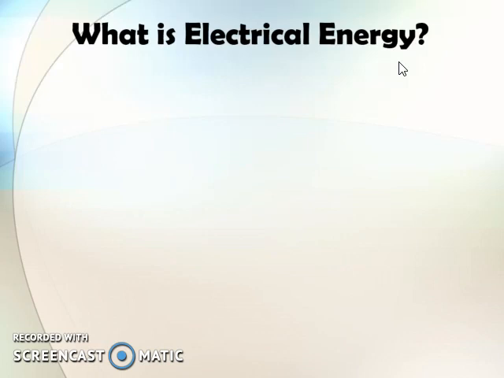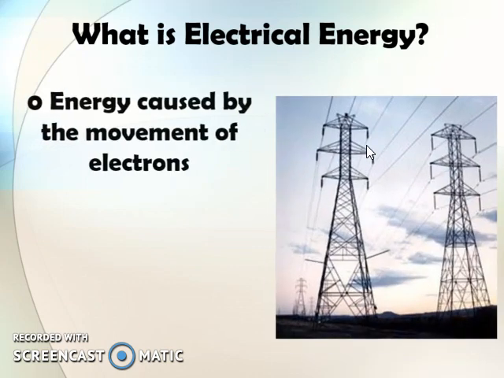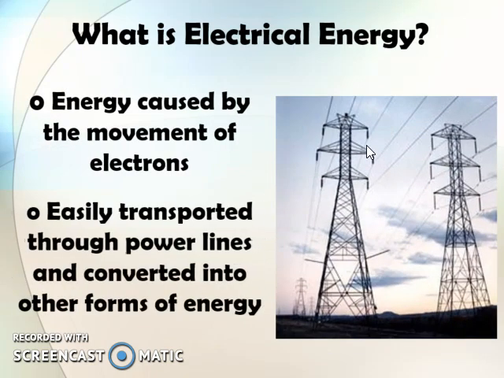Let's talk about electrical energy. Now this is all about the movement of electrons. When you've got electrons moving inside those wires, you're talking about electricity, and it runs so many of the products that we have in our home. Those electrons run through the different power lines that convert to different forms of energy in your home.